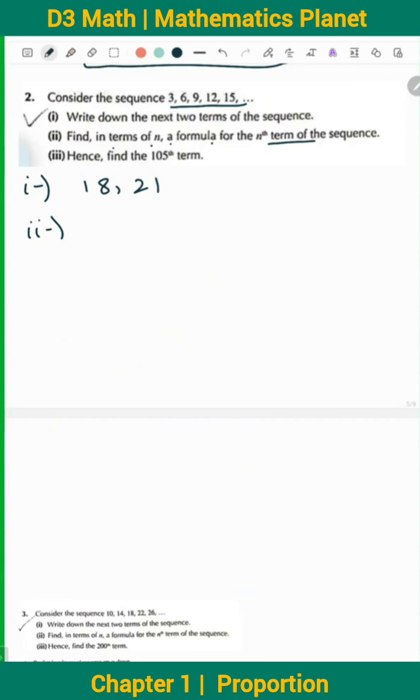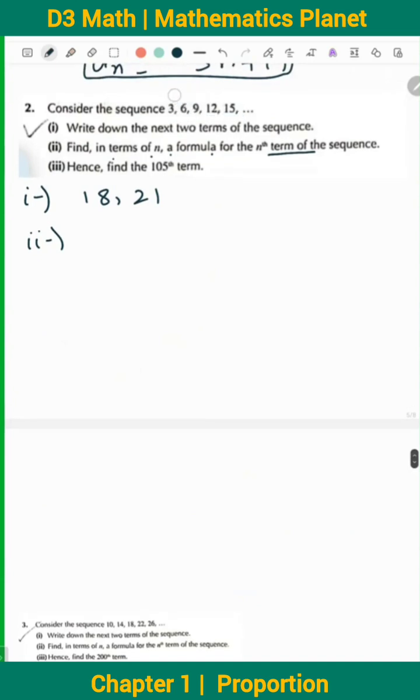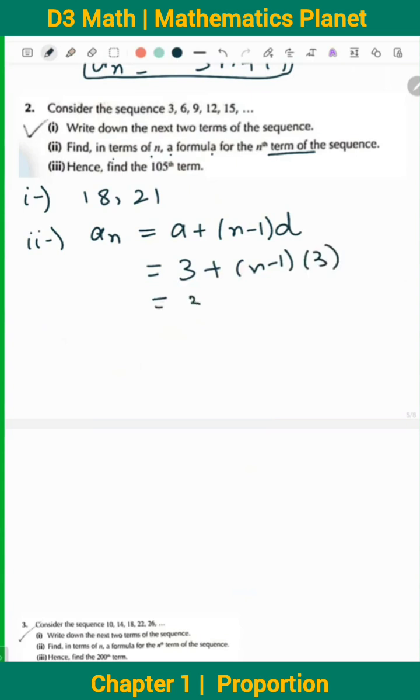So 6 minus 3 is 3. 9 minus 6 is 3. So the difference is constant. So it means we can use the arithmetic sequence. So an is equal to a plus n minus 1 times d. So what is a? 3 plus n minus 1, and the difference is 3. So 3 plus 3n minus 3. So the answer would be 3n, because 3 minus 3 is 0. So an is equal to 3n.